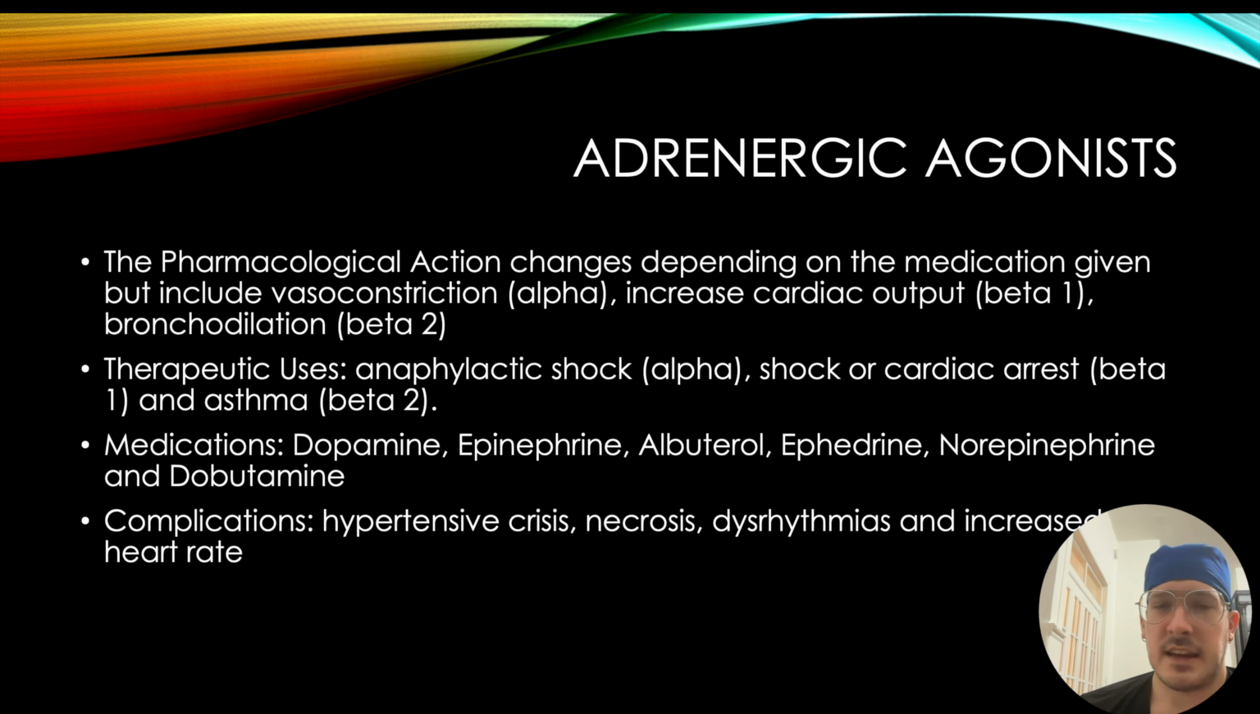Adrenergic antagonists are next. The pharmacological action changes depending on the medication given, but includes vasoconstriction for alpha, increased cardiac output for beta 1, and bronchodilation for beta 2. Therapeutic uses are anaphylactic shock for our alpha, shock or cardiac arrest for our beta 1, and asthma for our beta 2.